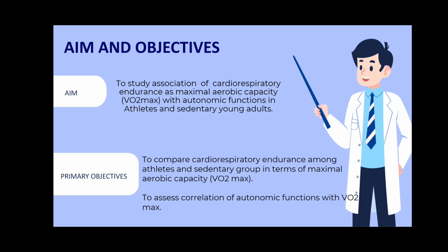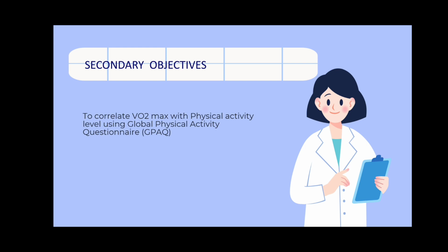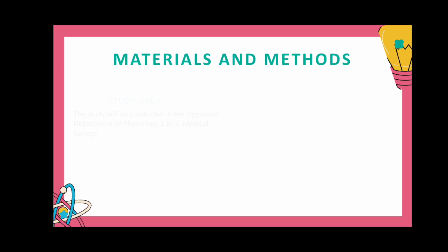Primary objectives are to compare cardiorespiratory endurance among athletes and sedentary groups in terms of maximal aerobic capacity, and to assess correlation of autonomic functions with VO2 max. The secondary objectives are to correlate VO2 max with physical activity level using global physical activity questionnaire, to correlate autonomic functional status with VO2 max, and with oxygen saturation.